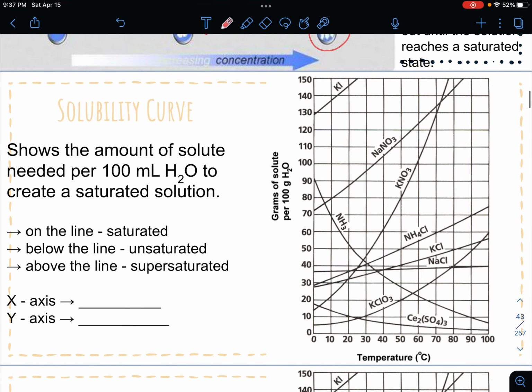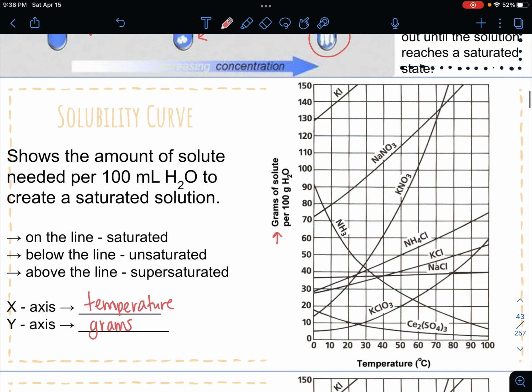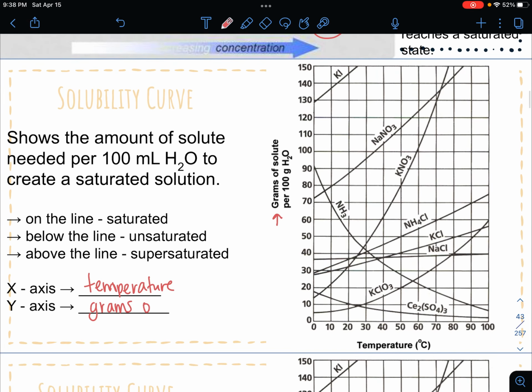So here's an example of our solubility curve. Really, all we're doing here is comparing the temperature of our water. Remember, water is our universal solvent. That's usually what we're using to dissolve things. So the x-axis is the temperature of our water, and our y-axis is measuring how much we can dissolve. That's our grams of solute. That's going to be how much of that sugar or salt or whatever it is that we're trying to dissolve.